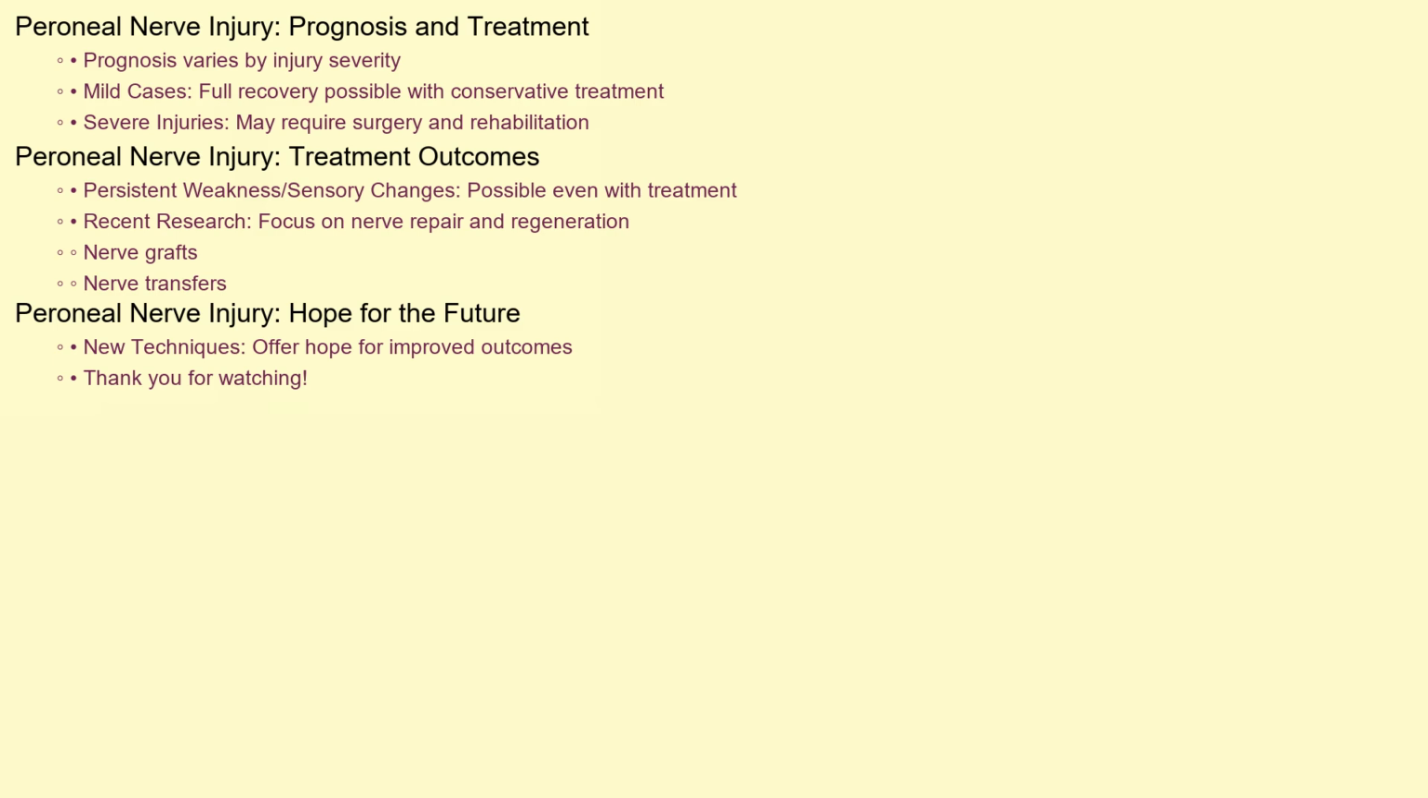In mild cases, full recovery is often possible with conservative treatment. However, more severe injuries may require surgery and extensive rehabilitation. Even with treatment, some individuals may experience persistent weakness or sensory changes. Recent research focuses on developing new techniques for nerve repair and regeneration, such as nerve grafts and nerve transfers. These advances offer hope for improved outcomes for individuals with severe peroneal nerve injury.